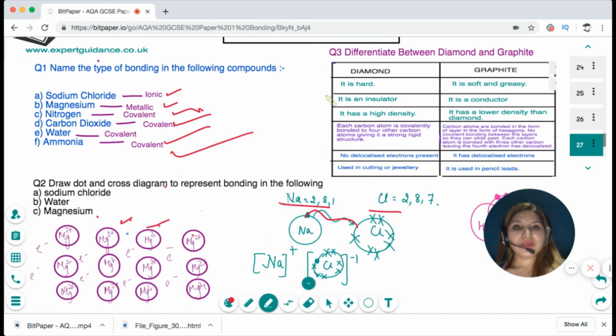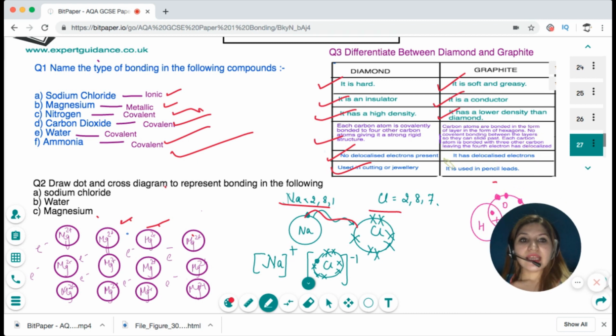Difference between diamond and graphite: diamond is hard, an insulator, and has high density. Each carbon is covalently bonded to 4 others. There are no delocalized electrons. It is used in cutting or jewelry. Graphite is soft and greasy, a conductor, and has lower density than diamond. Carbon is bonded in the form of layers, in the form of hexagons. It has delocalized electrons and is used in pencil leads.